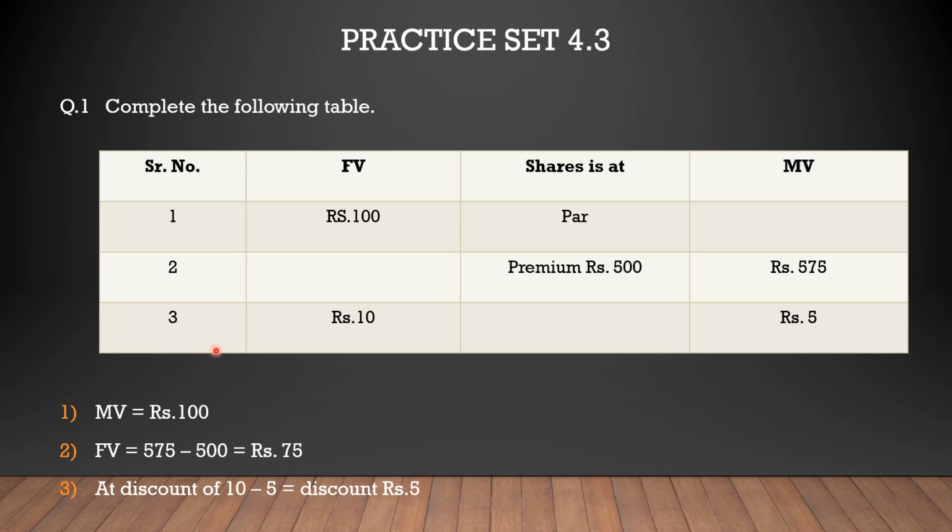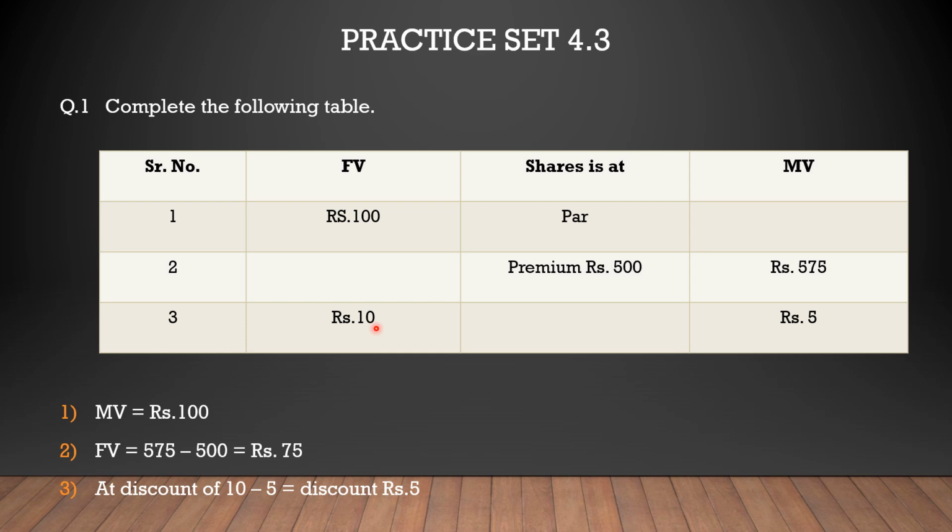In the third case, FV is given, which is 10, and MV is 5. So here FV is greater than MV, which means shares is at discount. If FV is greater than MV, then shares is at discount. So the discount is 10 minus 5, which is equal to a discount of rupees 5. 10 minus 5 is 5, and FV is greater than MV. So shares is at discount, and the value of discount is rupees 5.